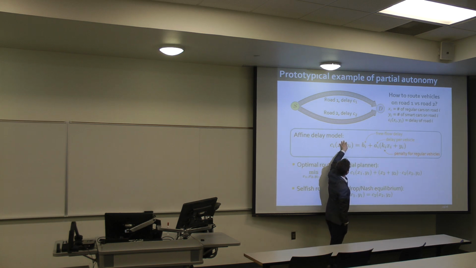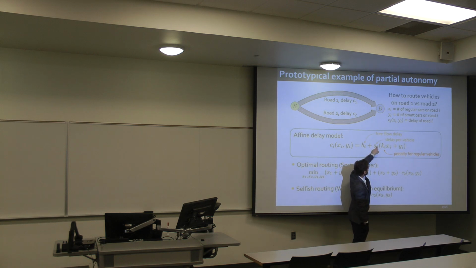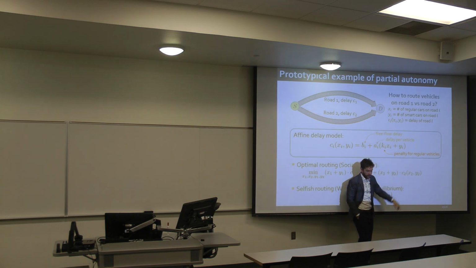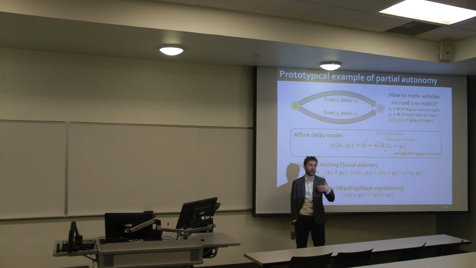We can picture this cost and decompose it as follows. There's a cost which is the free flow delay in the network. Then there's a delay per vehicle, which is like the total vehicles on the network, but we're going to penalize the regular vehicles by some constant k. So there's a delay per vehicle if everybody was autonomous, but with a mix of autonomous and regular, we penalize the regular vehicles because they hurt our throughput.